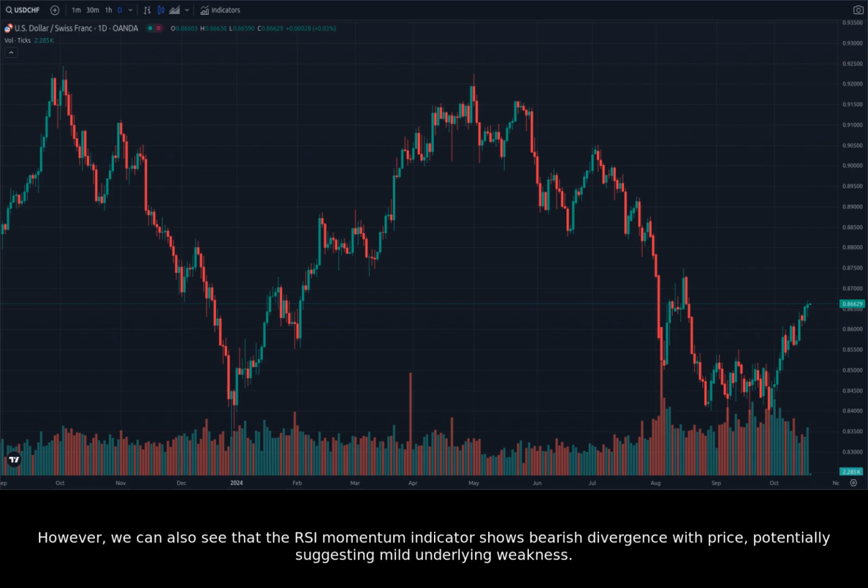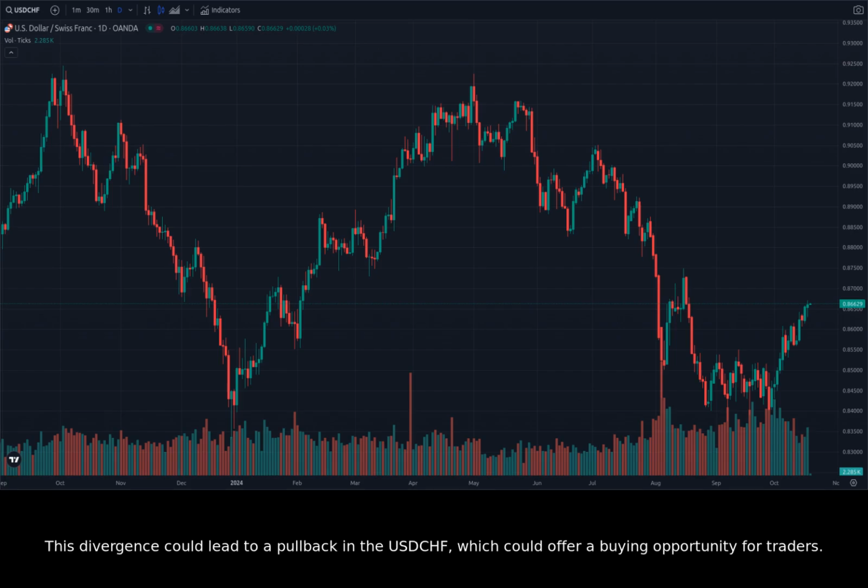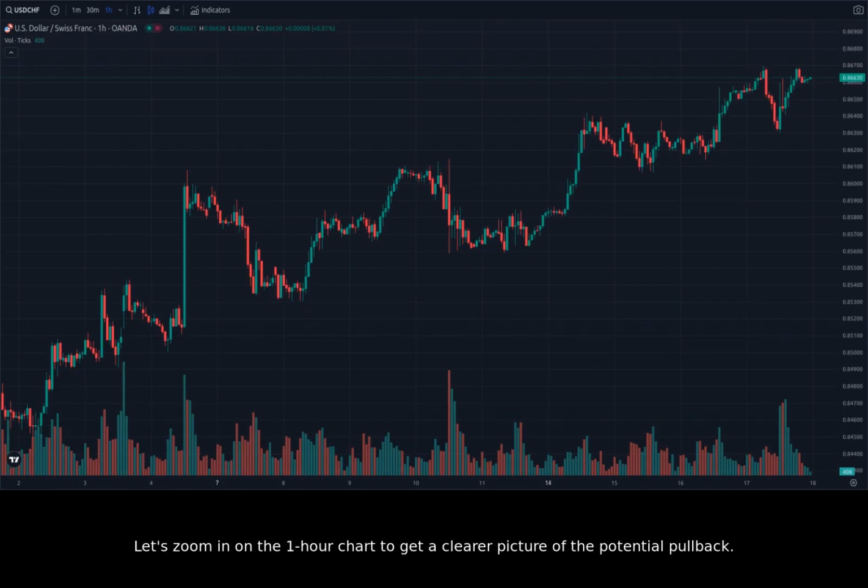However, we can also see that the RSI momentum indicator shows bearish divergence with price, potentially suggesting mild underlying weakness. This divergence could lead to a pullback in the USDCHF, which could offer a buying opportunity for traders. Let's zoom in on the 1-hour chart to get a clearer picture of the potential pullback.